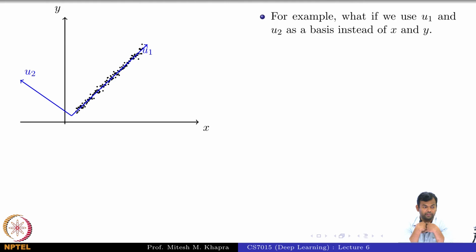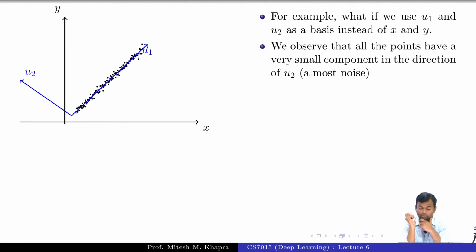So now I've given you a different basis. Do you make any observation here? All the points here have a very small component along the u2 axis, right? So for this point, this is the component along the u1 axis. So that's its u1 coordinate, akin to the x coordinate, and this is its u2 coordinate, akin to the y coordinate. Are the arrows clear here? So their u2 coordinate is very small, and it's also very small for all the data points. It's almost as if there's some noise there. It's all within some epsilon.